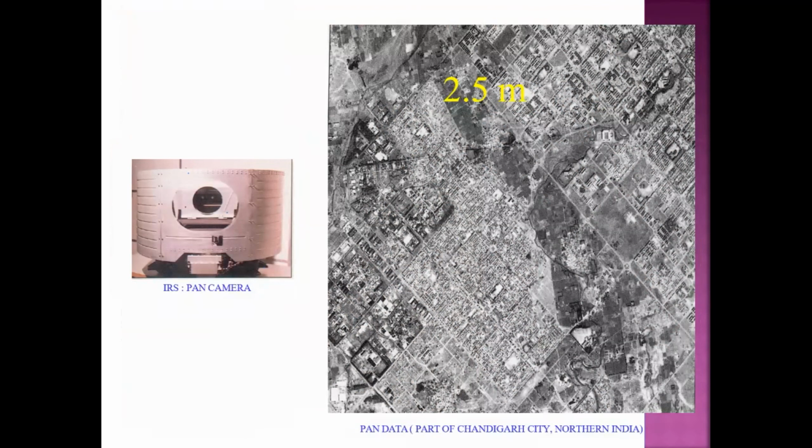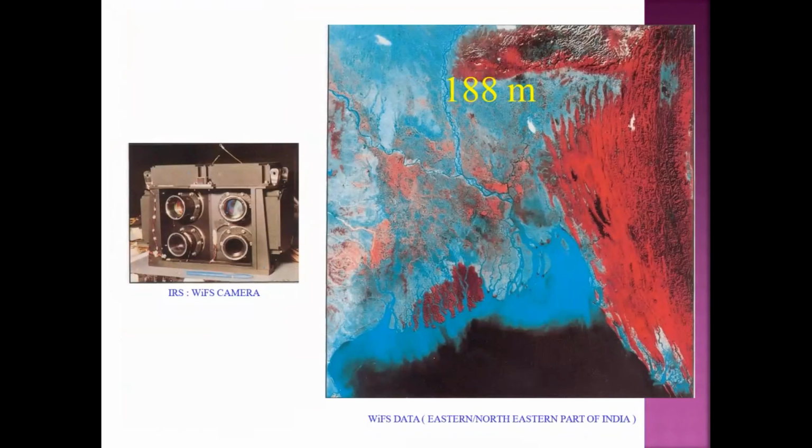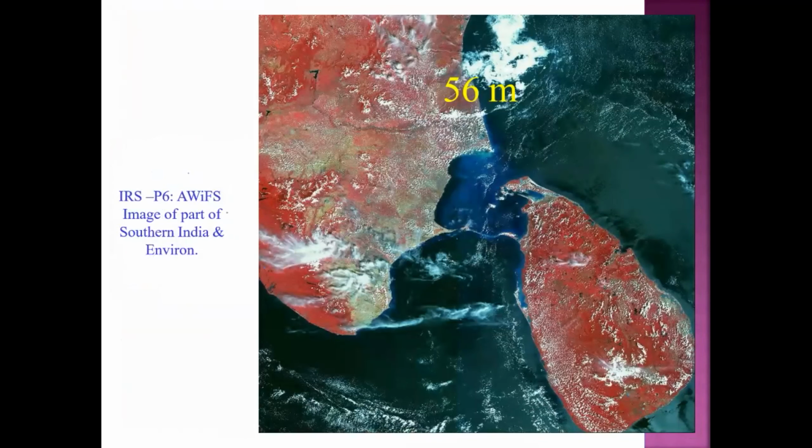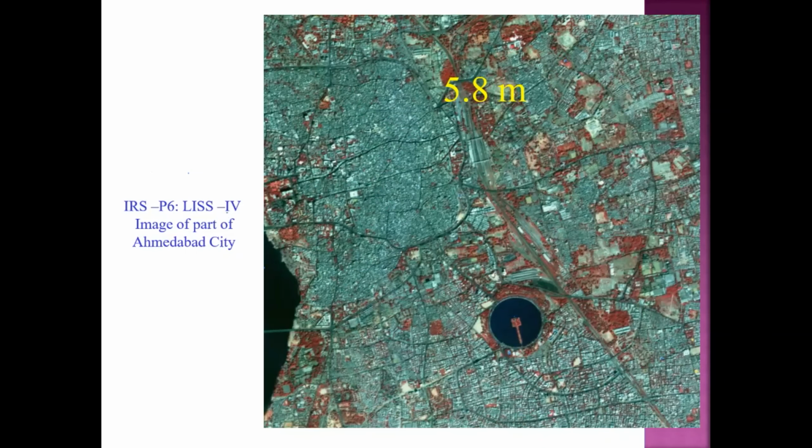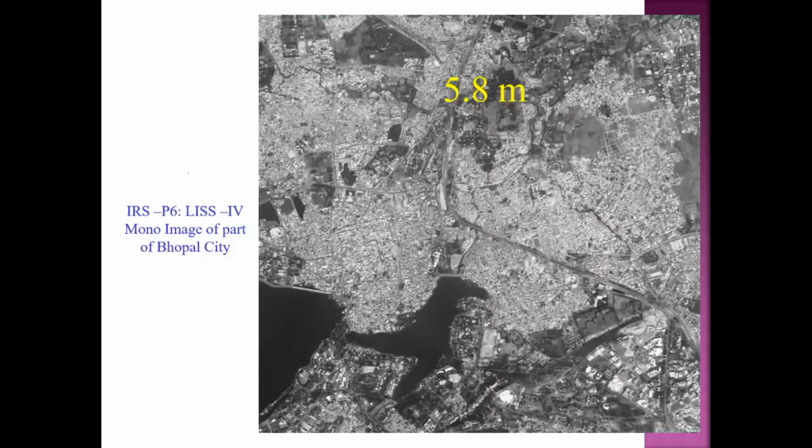Okay. So this is the PAN data. Panchromatic data is always black and white in color. Okay. So its resolution is 2.5 meter. Okay. These are the LISS-3 data. LISS-3 and LISS-4 data is important. Resolution is important. It is 23.5 actually. And LISS-4 has the resolution of 5.8 meter.